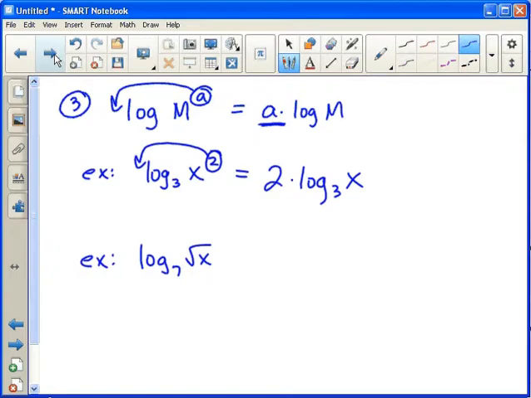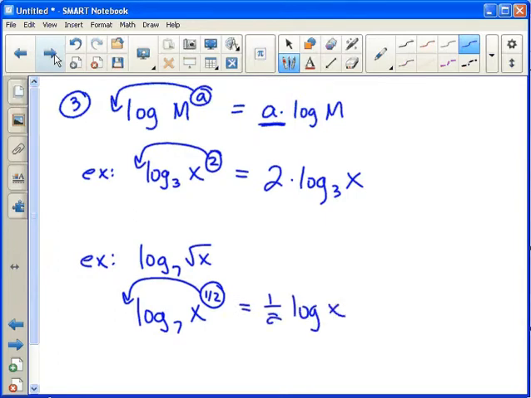Okay, or this one, log base 7 of the square root of x. You may say, well, that doesn't have an exponent. Well, it doesn't the way it's written right now, but I can write square root of x as x to the 1/2. And you can take that 1/2 then and move it out front, and you'll have 1/2 times the log base 7 of x. Don't forget to add the base if it's there.